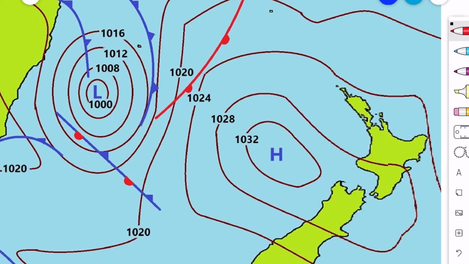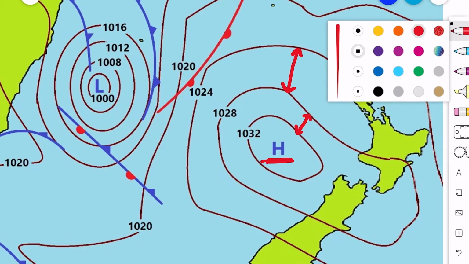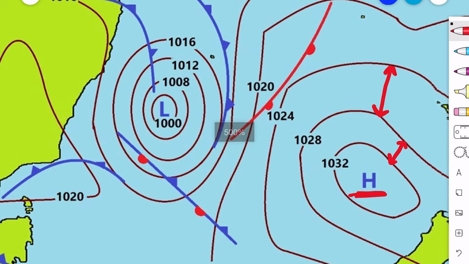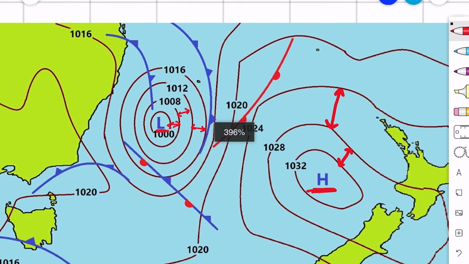The closeness between two isobars will give us an idea about the wind speed. Like if we see around this H, which stands for a high pressure area, in a high pressure area, if we see the distance between two isobars, it's a lot. Over here as well. Now if you compare this distance to a low pressure area, which is over here, in a low pressure area the isobars are closely packed. Now the closer the isobars are placed, the higher will be the wind speed. So in a low pressure system, the wind speed will be a lot.